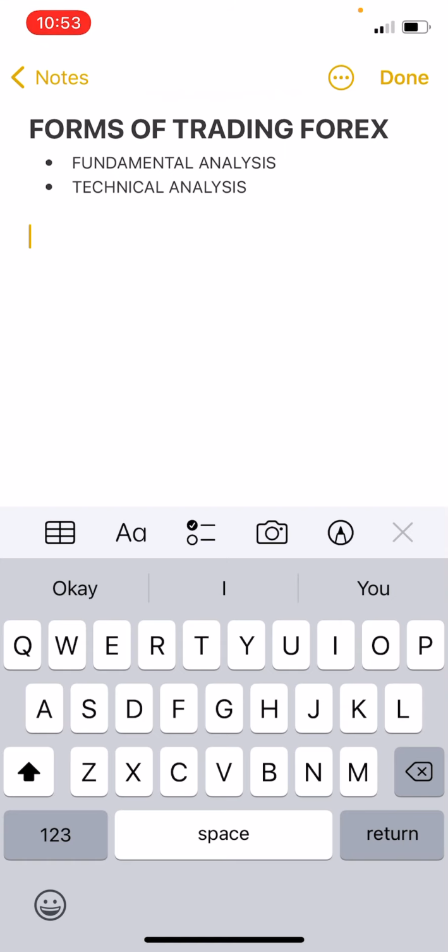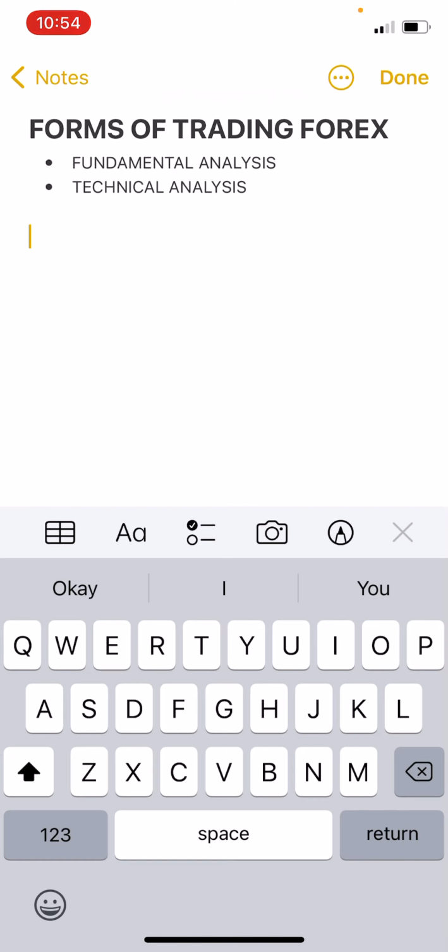So, I'll be teaching you about technical analysis and how to go about it. Now, before we continue, I would like to let you know that there are two ways of learning trading forex. The first one is fundamental analysis, and the other one is technical analysis.